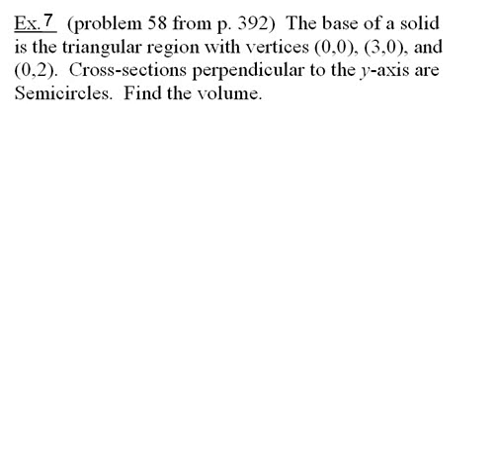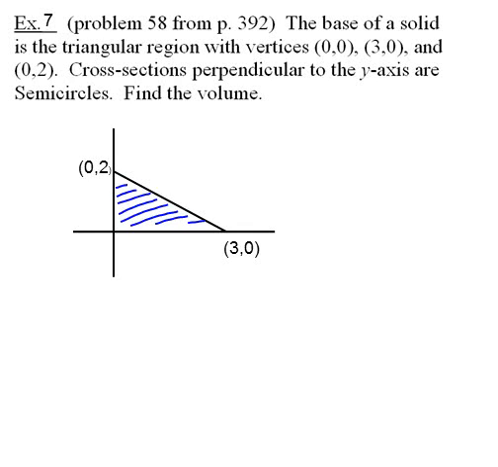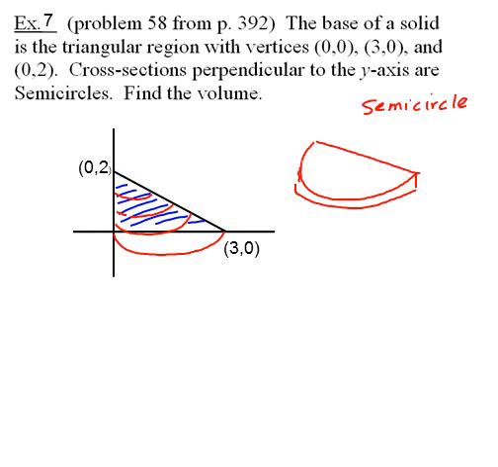Example 7 is problem number 58 from page 392 of our textbook. The base of a solid is the triangular region with vertices 0, 0, 3, 0, and 0, 2. Cross sections perpendicular to the y-axis are semicircles, and we need to find the volume. So start by graphing the triangular region. Here's what the semicircles might look like, and a sample slice.